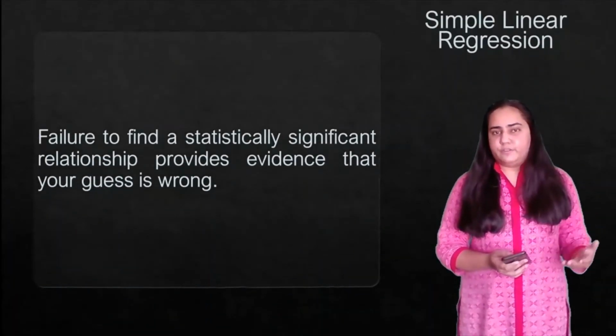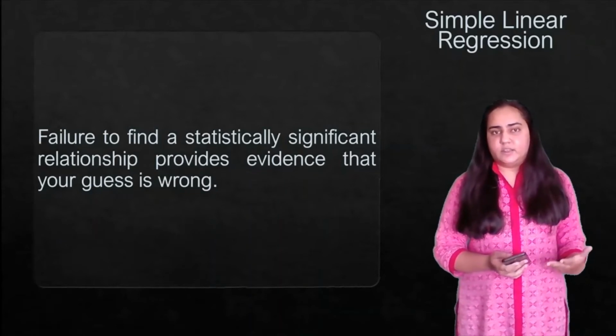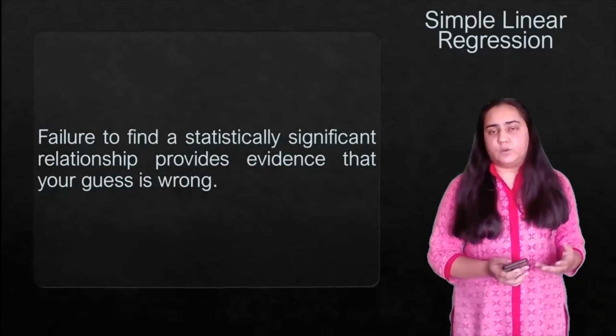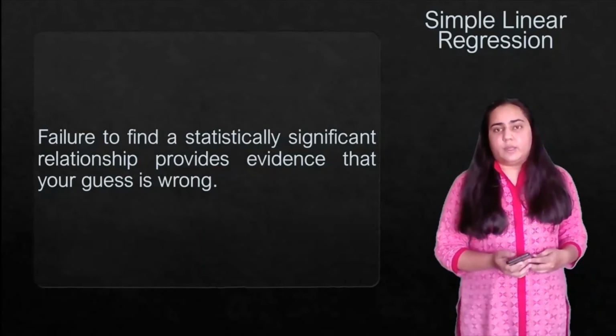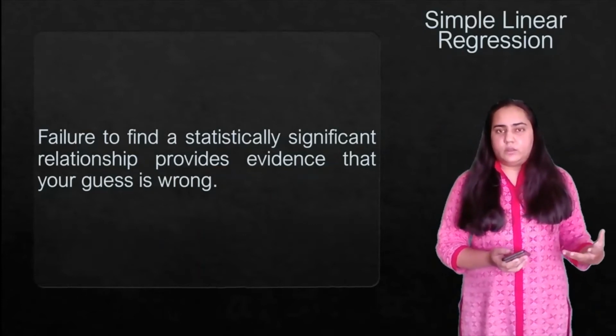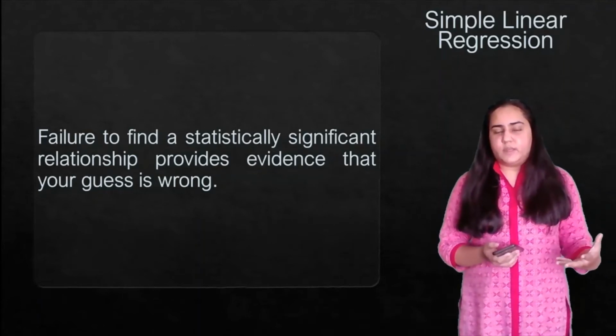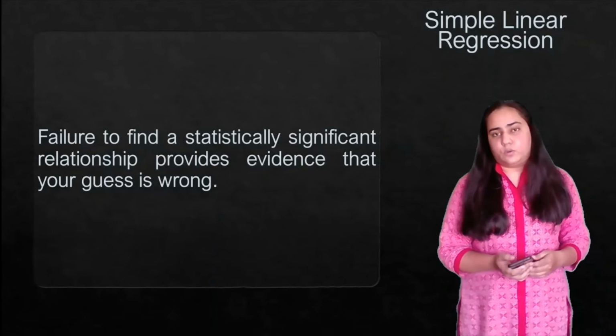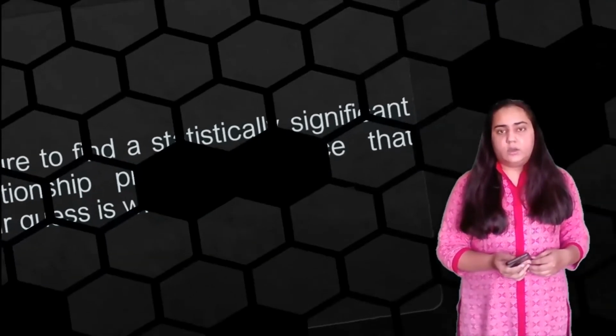Now, if you do not find such a statistically significant relationship, then it provides you with evidence that your guess is wrong, and that the income of a person and the person being overweight do not have any relationship at all, and they are not dependent on each other.